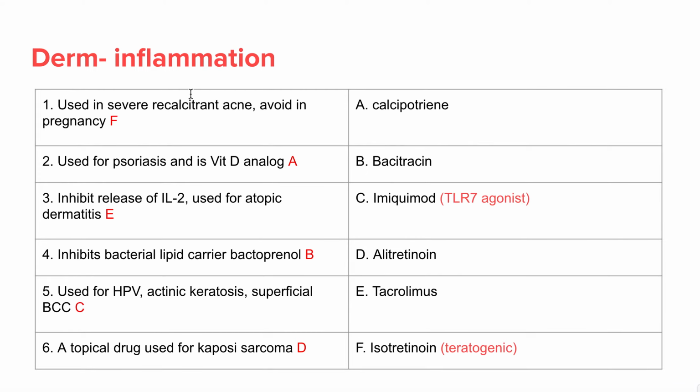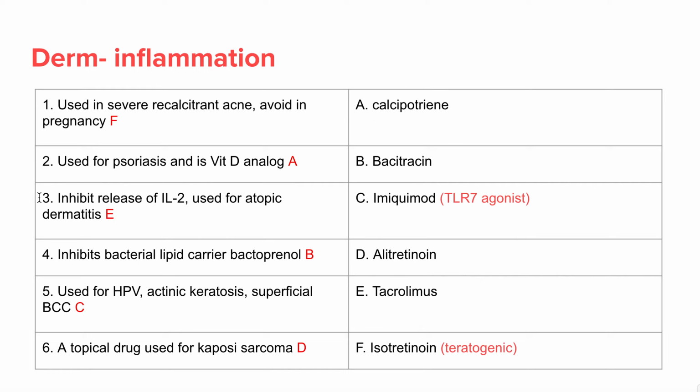Okay, so used in severe recalcitrant acne, avoid in pregnancy. This is your isotretinoin, and because this is teratogenic, avoid it in pregnancy. You actually ask someone to take a pregnancy test before you start the woman on isotretinoin. Okay, number two, used for psoriasis and is a vitamin D analog. And this is one of the very good treatments we have for psoriasis, and that's our calcipotriene.